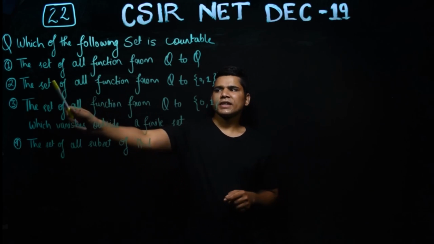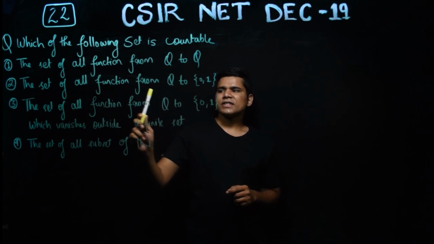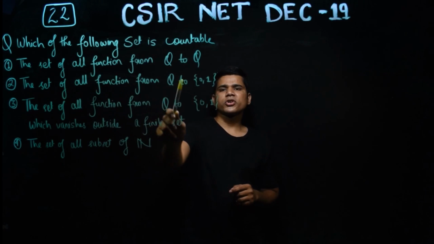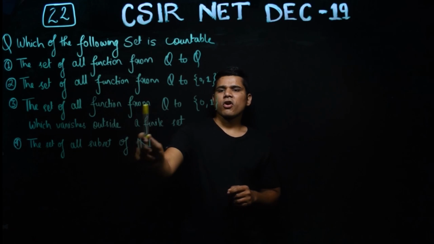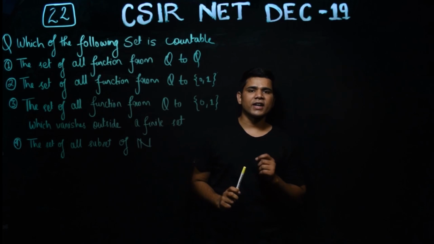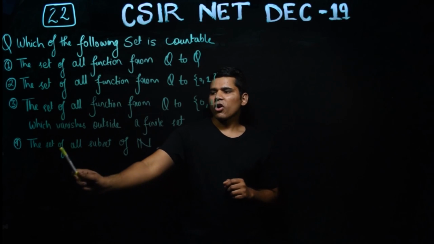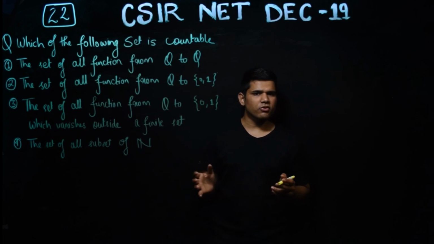So your first set is the set of all functions from Q to Q. Your second set is the set of all functions from Q to {0, 1}. Your third set is the set of all functions from Q to {0, 1} which vanish outside a finite set. And your fourth option is the set of all subsets of N. So these are your 4 options.